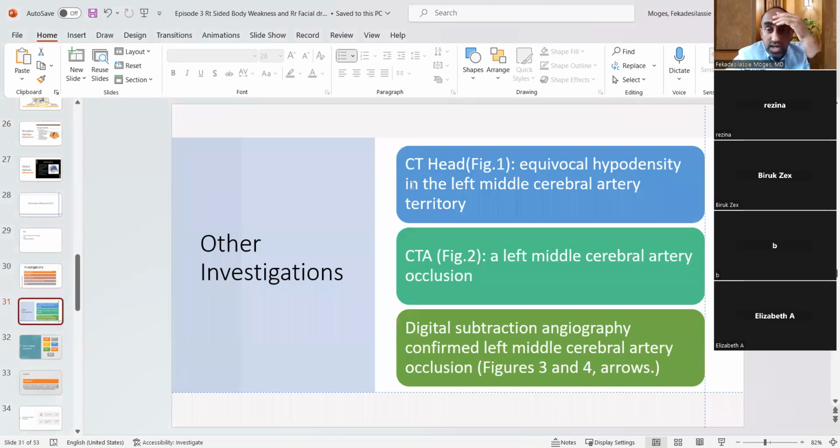As far as imaging is concerned, CT head showed equivocal hypodensity. So here are the findings of our patient: equivocal hypodensity in the left middle cerebral artery territory. That was followed by CT angio, and then a left middle cerebral artery occlusion was evident. That was followed by digital subtraction angiography, which confirmed the left middle cerebral artery occlusion. Okay, I will show you the image. These are the findings of our patient, and I will explain that with the image.